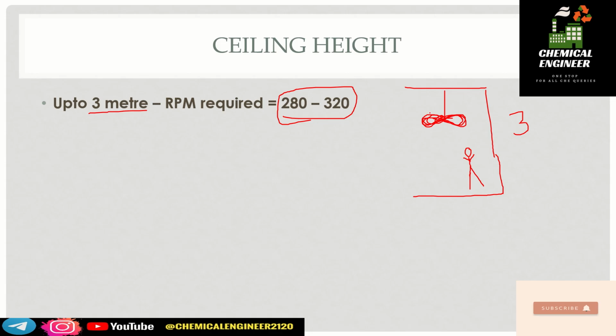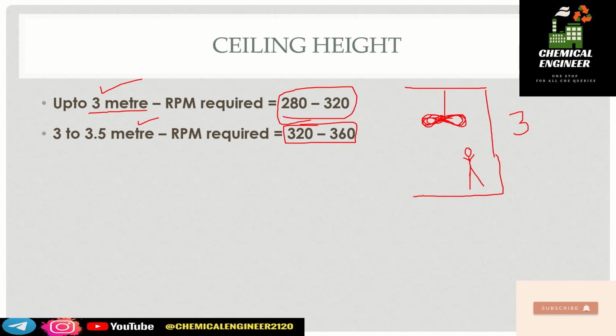So if it rotates at 280 to 320, then it is advisable up to 3 meter. If the height is more, then we require higher RPM. So the ceiling height, suppose this is the height of a ceiling, is directly proportional to the RPM, the rotations per minute of the fan. You may call it the speed of a fan. So it is directly proportional to the speed of a fan.